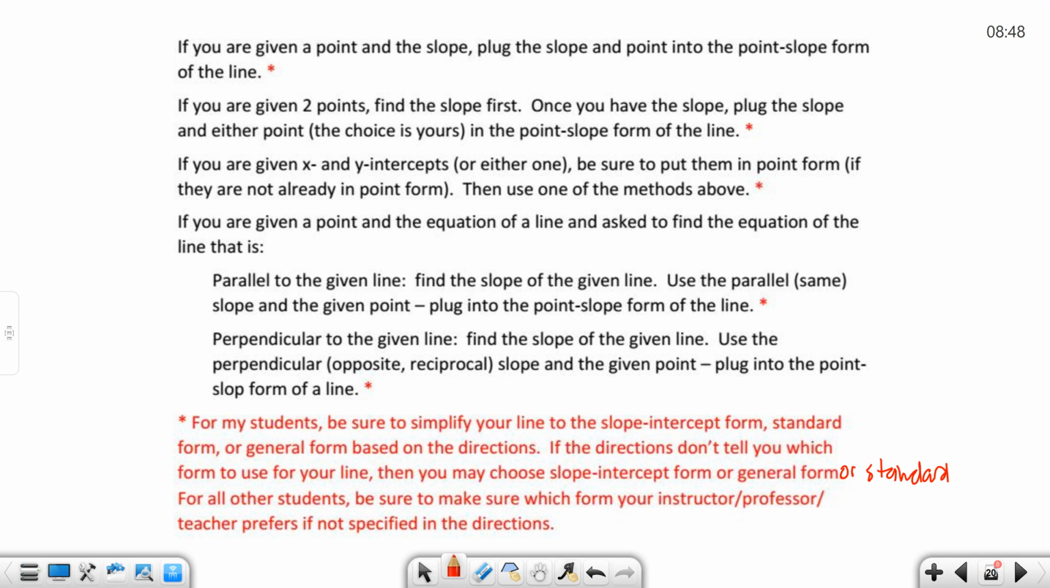For all the other people out there watching this video, because I know so many people are going to watch it, because they're so excited about math, all right? Be sure to make sure which form your instructor, professor, or teacher prefers if not specified in the directions. Same thing, if the directions tell you what to do, do that. But if they don't tell you, then you need to find out what your teacher says they want you to do. For me and my students, they can put it in any form they want to if I don't tell them which one to do.